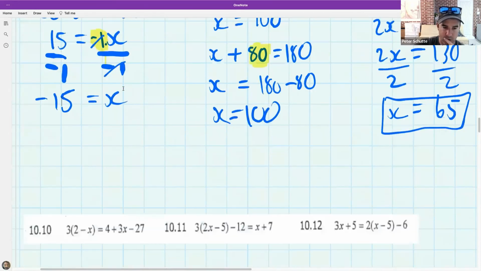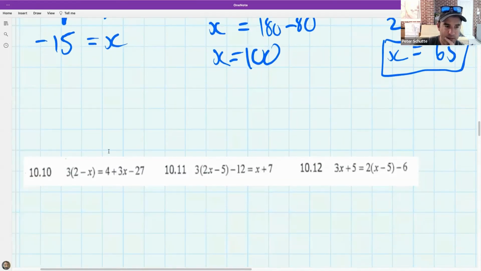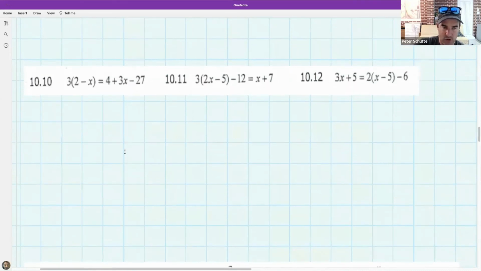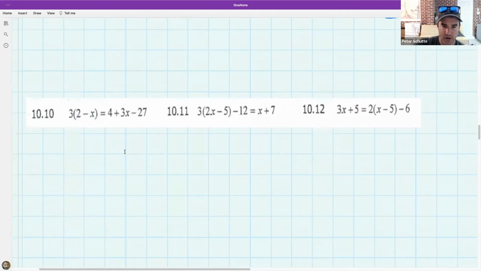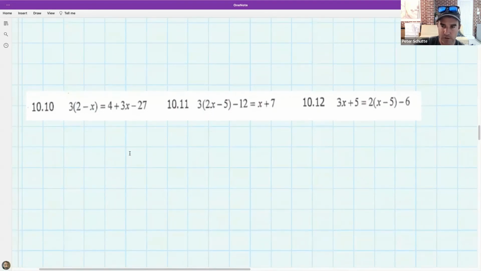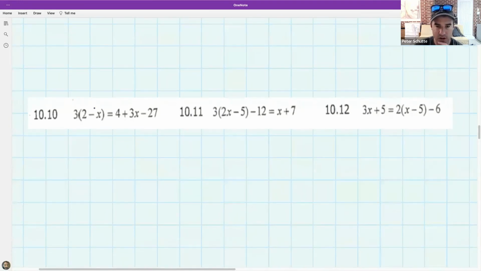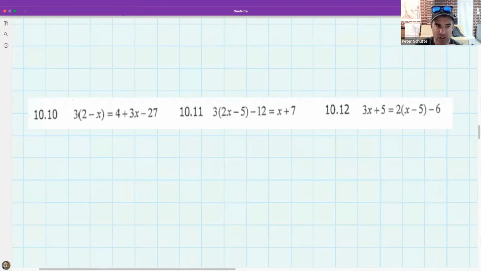Okay, let's move on to the next one. So I'm going to do the first one for you, and then I'm going to ask you guys to do one like this, and then we'll go from there. So what I would do, if I see a question like this, 10.10, there's a lot going on, and so I just want to make sure you see how the method goes.